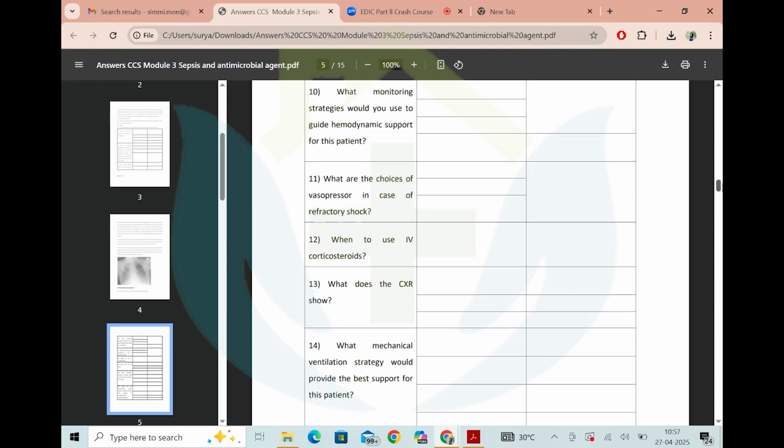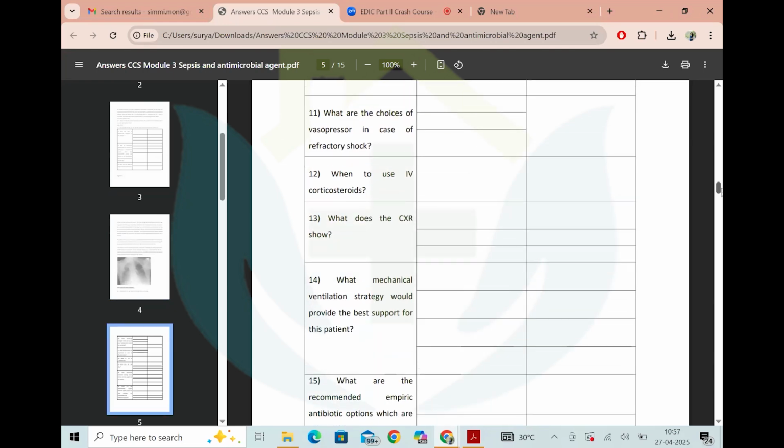So, what are the choices of vasopressors in case of refractory shock? Noradrenaline followed by vasopressin. Correct. And the use of IV corticosteroids we have already discussed.